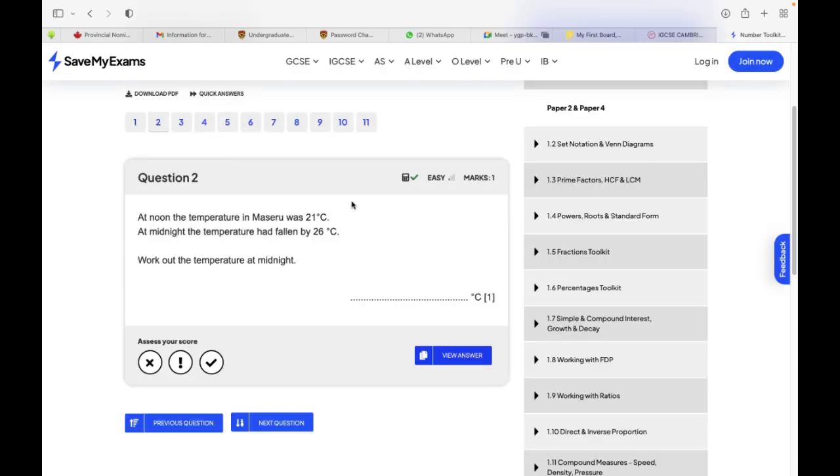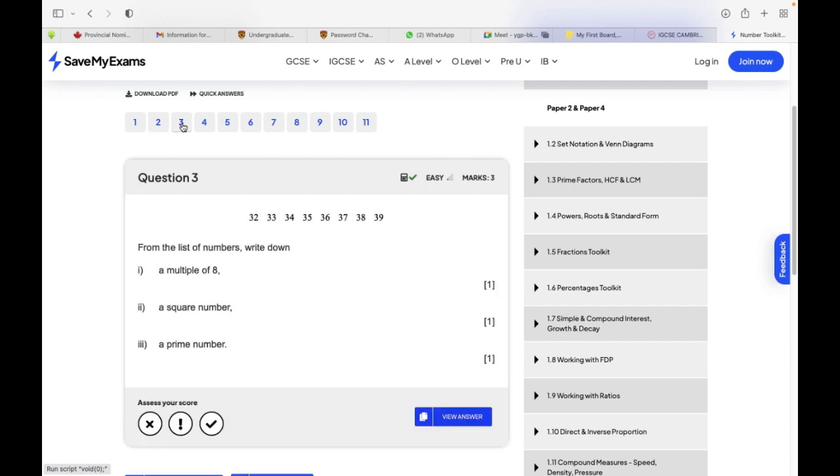So let's take another question. We move from the easy one quickly, then we'll go to a bit more difficult ones. Okay, from the list of numbers, write down the multiples of 8. So they've given us a list of numbers: 32, 33, 34, 35, 36, 37, 38, 39. They want us to write the multiples of 8. Multiples of it means numbers that you can multiply 8 by to get.